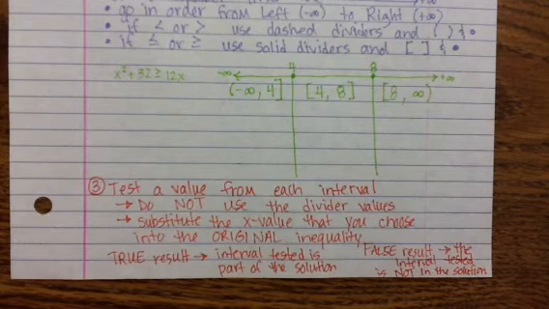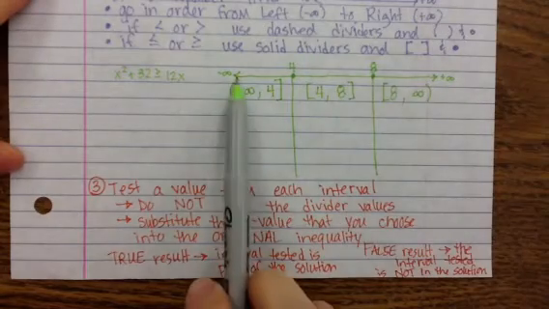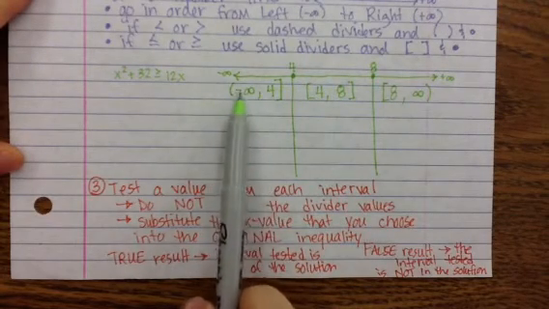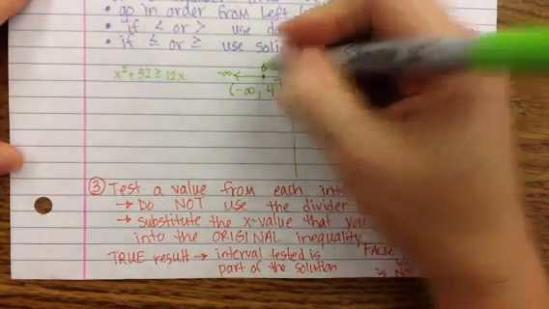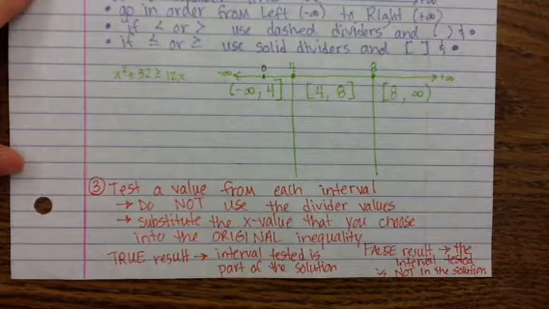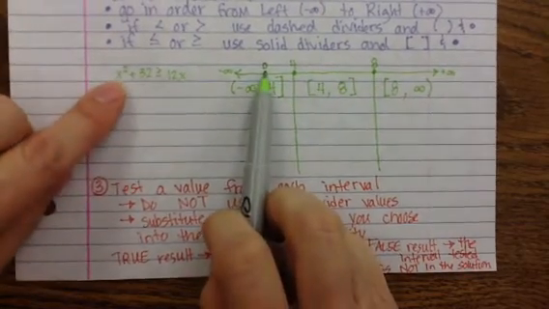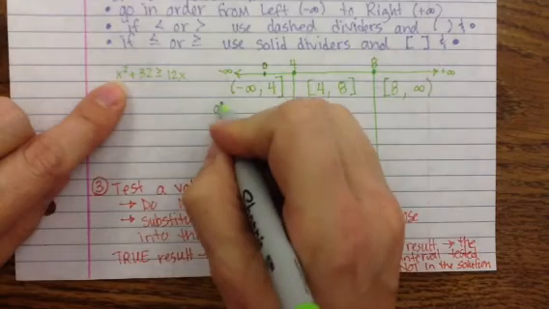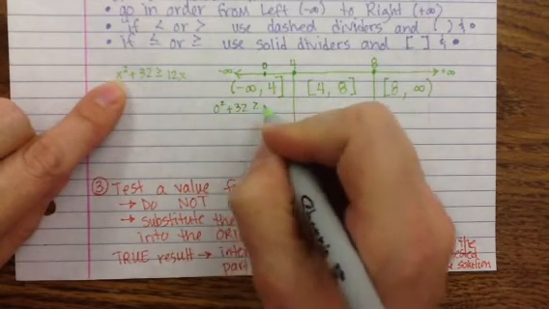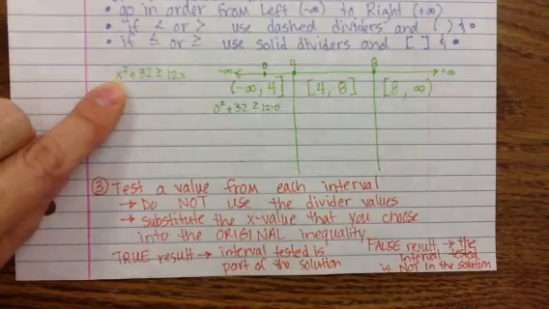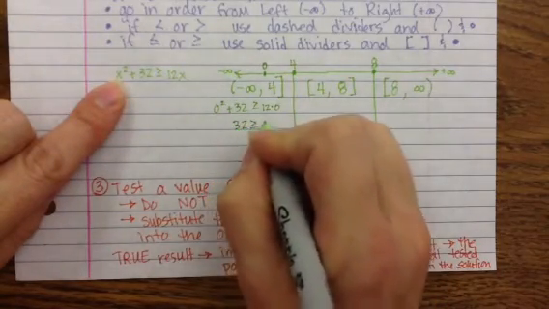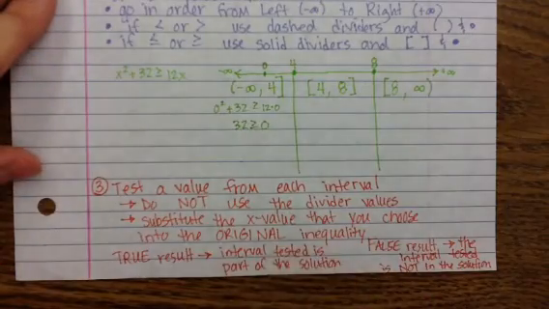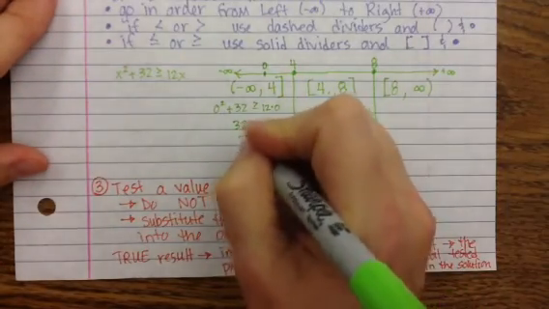So let's see how that works. I need to pick a value from my number line that's in between negative infinity and 4. 0 works well. Usually I'll write my tested value up at the top. And then I'm going to substitute 0 in for x. So I'll have 0 squared plus 32 is greater than or equal to 12 times 0. That ends up giving me 32 is greater than or equal to 0. Now that is a true statement, so I will write T for true.